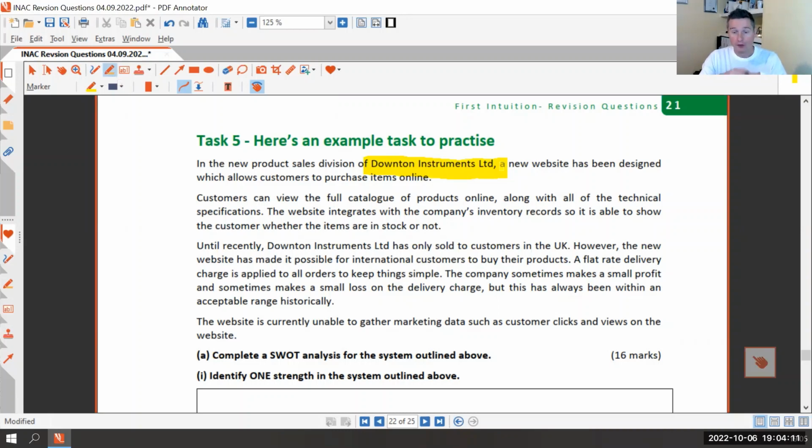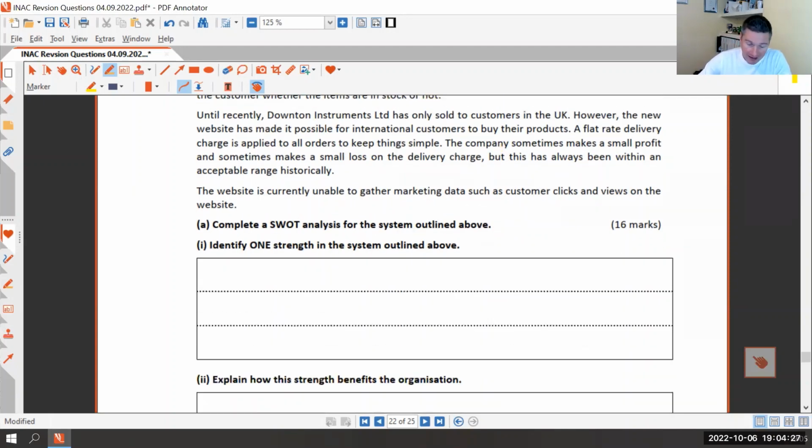So we've got a scenario in the question. I tend not to read that first, because you're going to read it and then read the requirement for the question, and then go back looking for the answer. So I like to do both at once. The first thing we've been asked to do is identify. Identify is literally just give me what the question asks. I don't want any explanations or descriptions. So we've been asked for one strength within the systems.